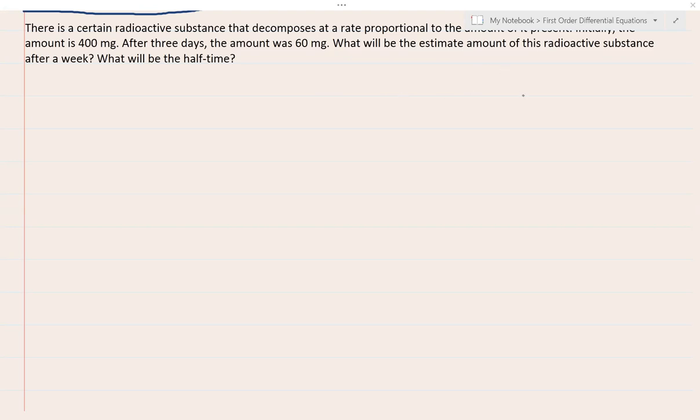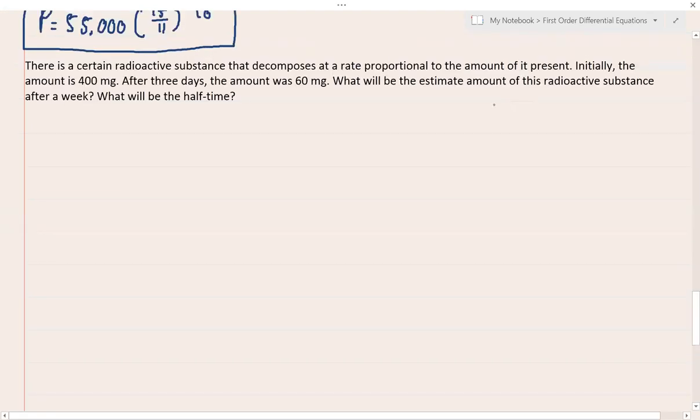So, in here, wait lang, ayusin ko lang. Yeah, so, there is a certain radioactive substance that decomposes at a rate proportional to the amount of it present. Initially, the amount is 400 milligrams. After 3 days, the amount was 60 milligrams. What will be the estimate amount of this radioactive substance after a week? And what will be the half time?